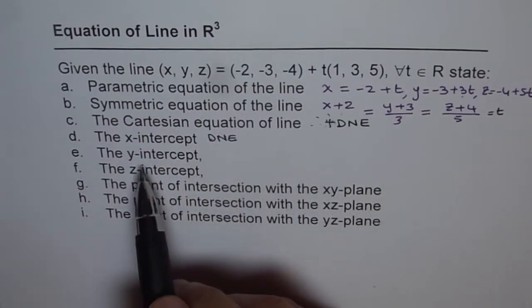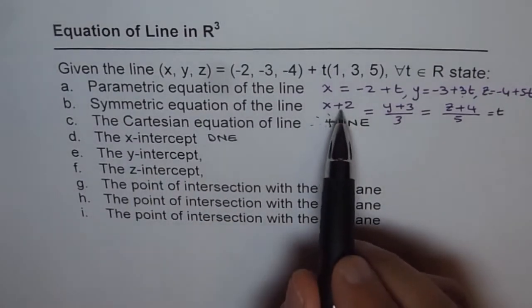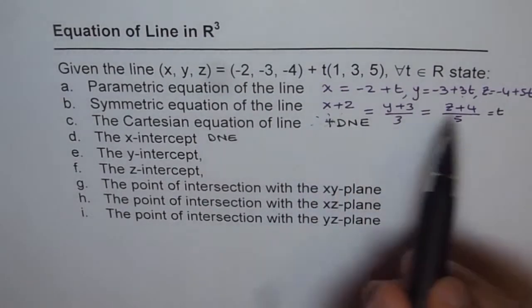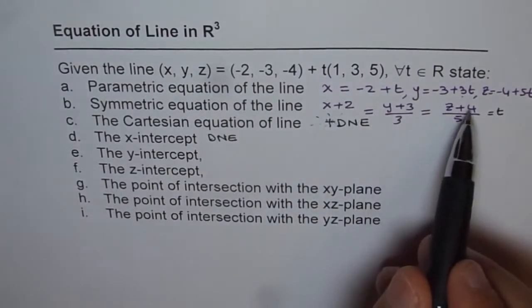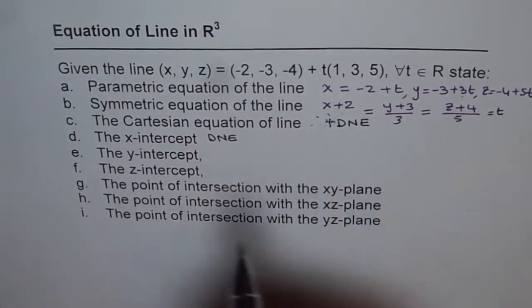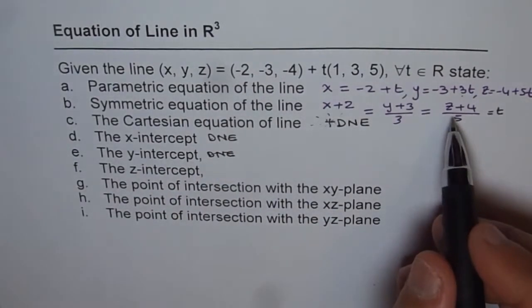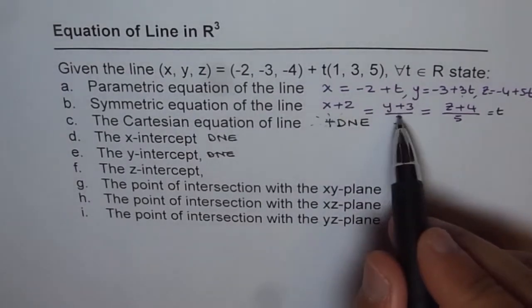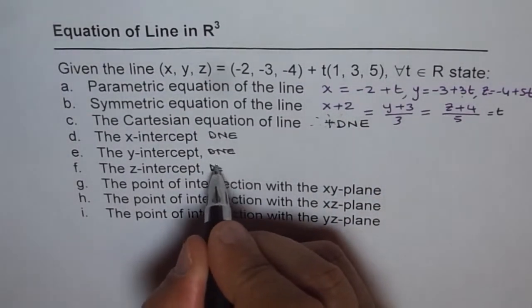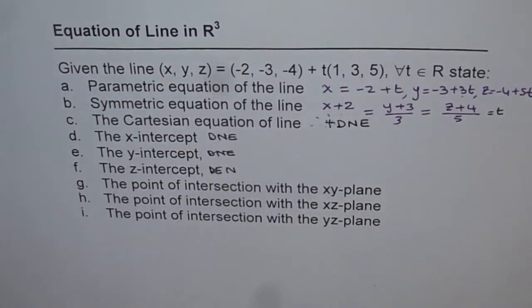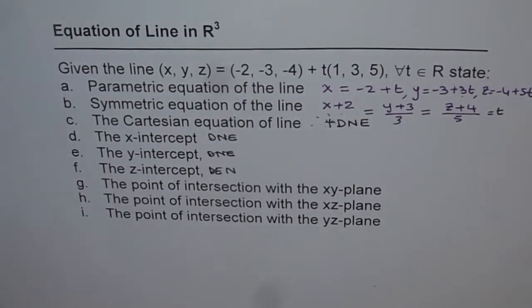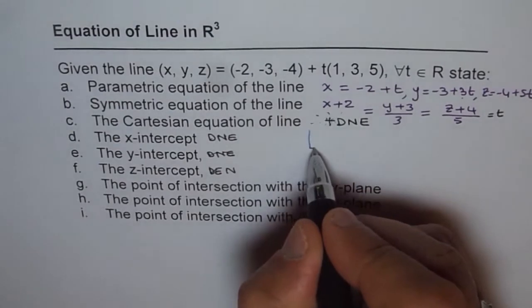Now, if you try to find y-intercept, then x equals to 0, you get t equals to 2, and z equals to 4 over 5. So that does not exist for this particular case. And for z also, you find t values being different. So it does not exist for all three of them. But that really doesn't mean that the x, y, z intercepts will never exist for any case in R3.